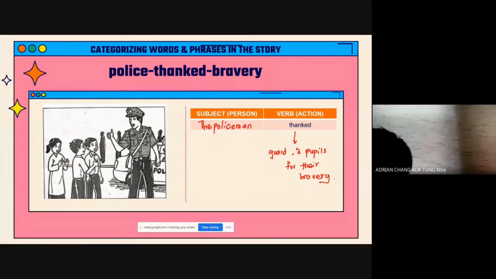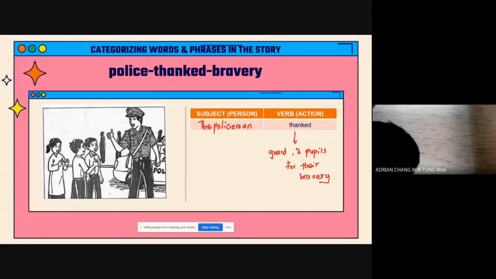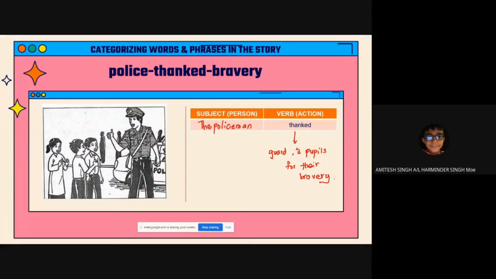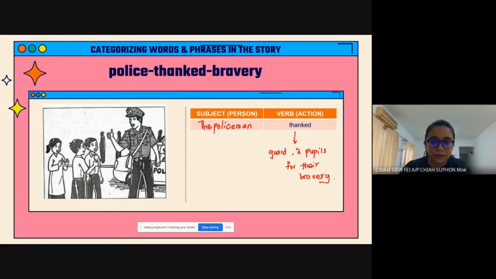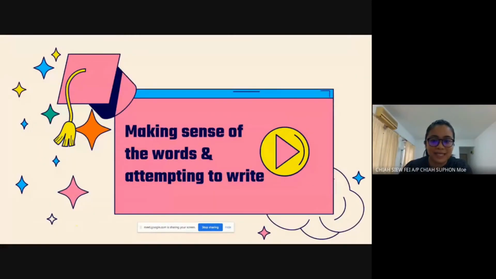Okay, very good. So do you understand the story so far? You know where we're going. You know the direction of this story? Okay, very good. All right, next up, making sense of the words. And now we are attempting to write.